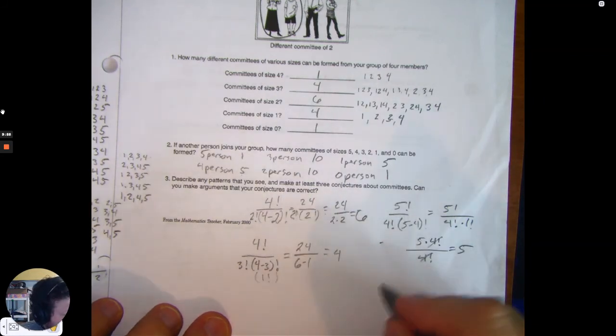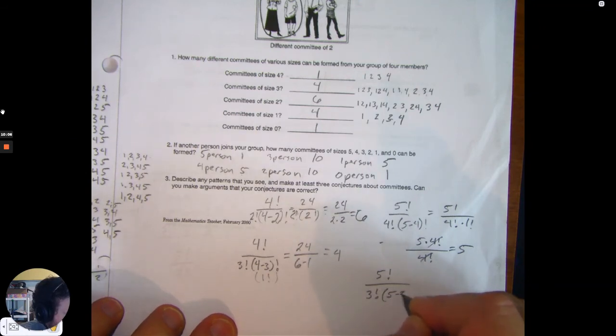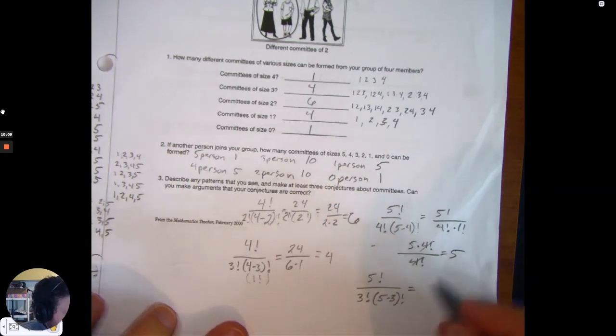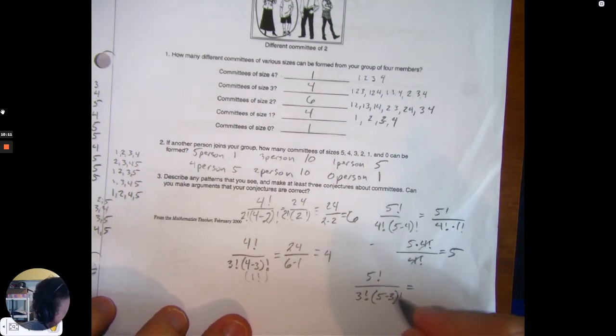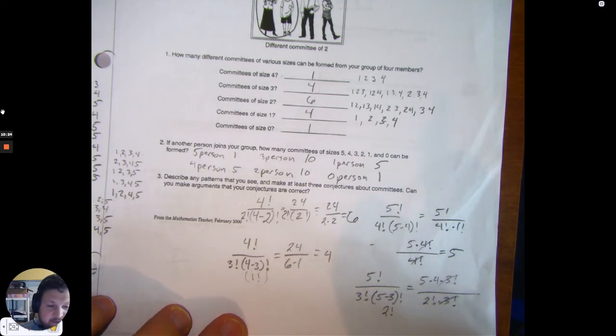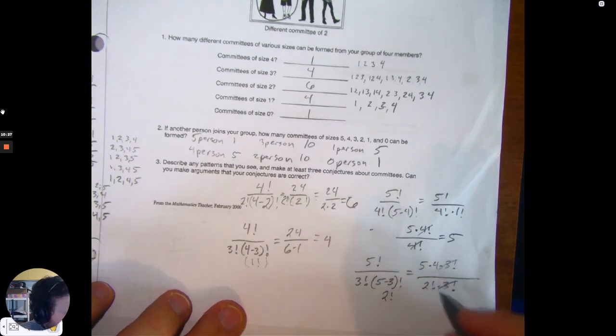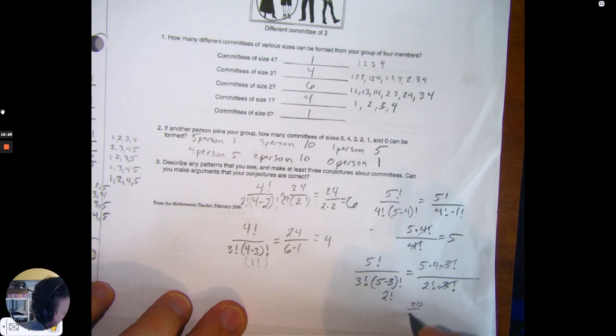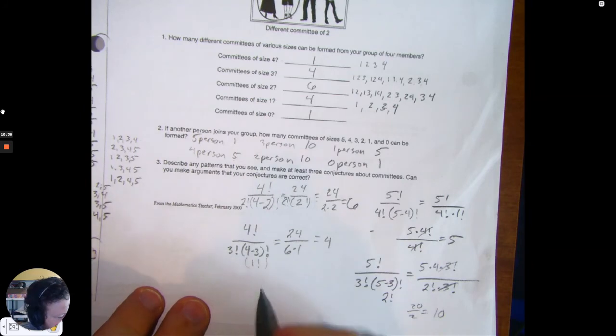Let's try it for the 3-person group. So we have 5 factorial over 3 factorial times 5 minus 3 factorial. Again, this 5 minus 3 is really 2 factorial. So we could write this as 5 times 4 times 3 factorial over 2 factorial times 3 factorial. So we could cross off the 3 factorials, the one on top and bottom, and then we'd be just left with 20 over 2, which gives me that 10. So we seem to have found a winner.